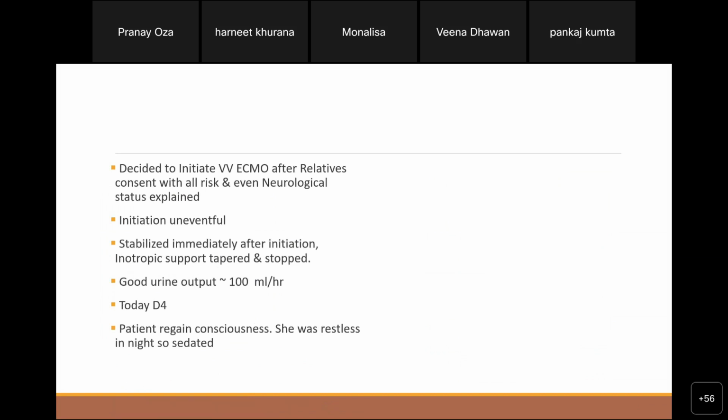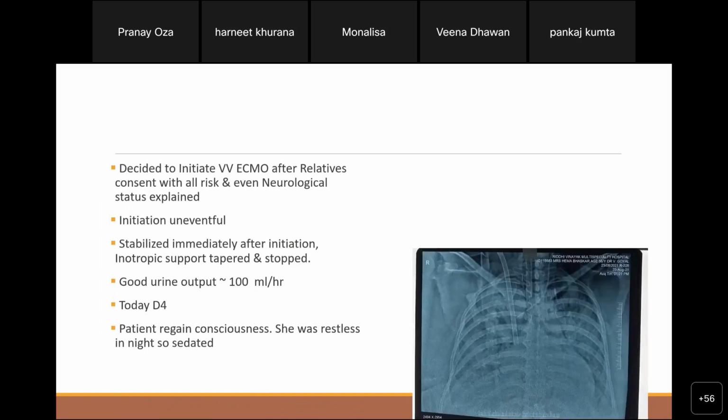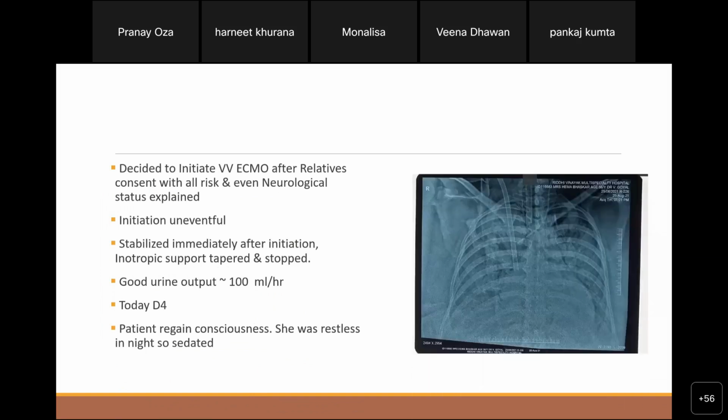She was put on VV ECMO after discussing with the family the pros and cons and even the possibility of neurological non-recovery. And then she gradually started improving after putting her on ECMO. She started passing good urine output. And this was the X-ray after putting her on ECMO.